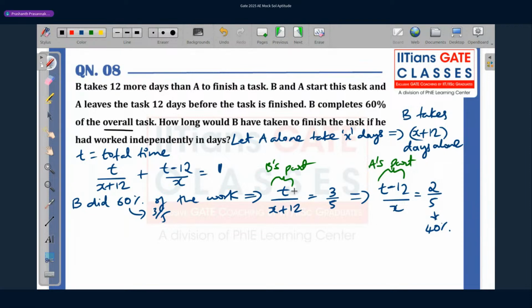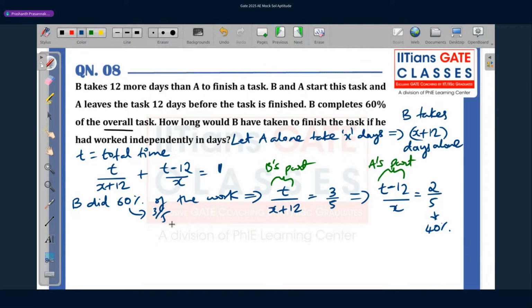Then all that remains is to solve for t and x. We have two equations and two variables, t and x. Simply solve for what is asked. What has been asked: how long would B have taken to finish the task if he had worked independently? If he had worked independently, he would have taken x plus 12 days. So find x, and the actual answer will be x plus 12.